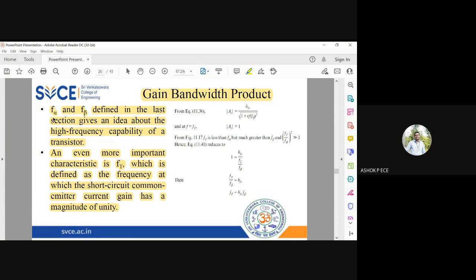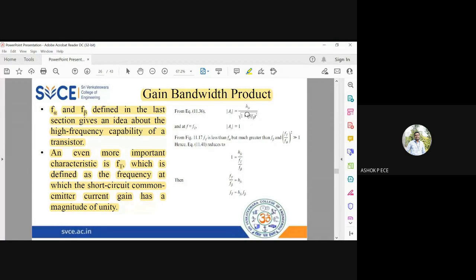Now, what is the condition here? I want to find Ft. So the condition for Ft is the current gain should be unity. So I make modulus of Ai equal to 1. I make the current gain equal to 1. Now you substitute current gain equal to 1 on both sides. So HFE by square root of 1 plus F by F beta the whole square equal to 1. Square both sides. So HFE square equal to 1 plus F by F beta the whole square.